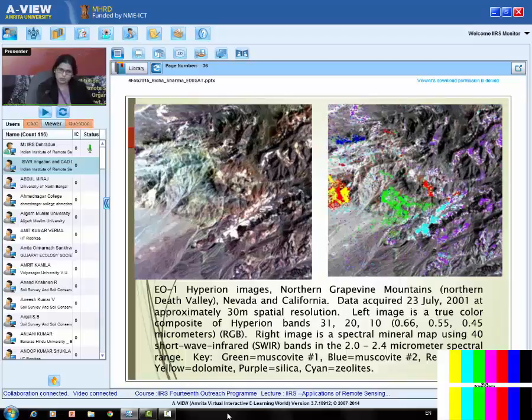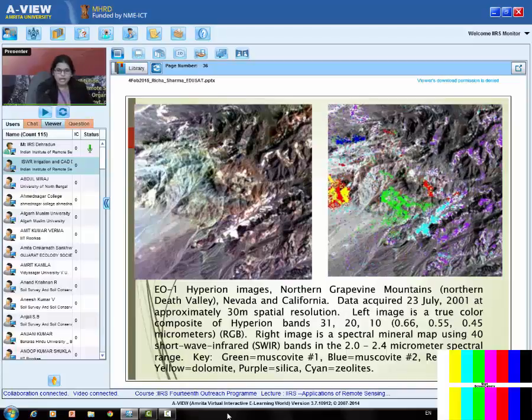It is a true color composite of Hyperion bands, and the bands we have used are 31, 20, 10. And the right image is the mineral map using shortwave bands in this range. We have used only 40 SWIR bands. Using only 40 SWIR bands, this classification has been done, and that has been overlaid on the image.